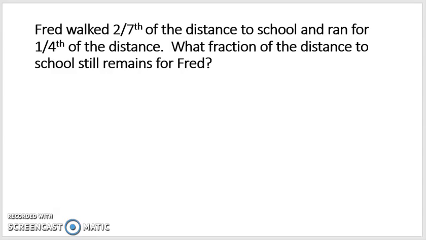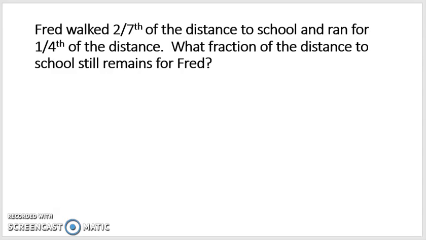So the first one is about Fred, and Fred, by the way, is my father. He used to actually walk to school. So Fred walked 2/7 of the distance to school. And being an athlete, he then ran a quarter of the distance. What fraction of the distance to school still remains for Fred?